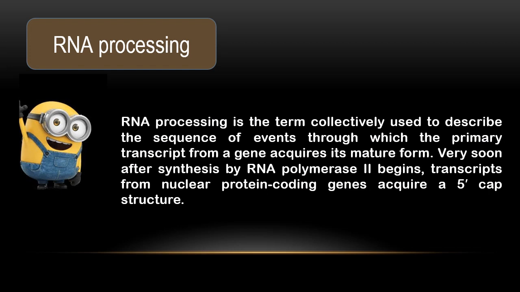RNA processing. RNA processing is the term collectively used to describe the sequence of events through which the primary transcript from a gene acquires its mature form. Very soon after synthesis by RNA polymerase II begins, transcripts from nuclear protein coding genes acquire a 5' cap structure.